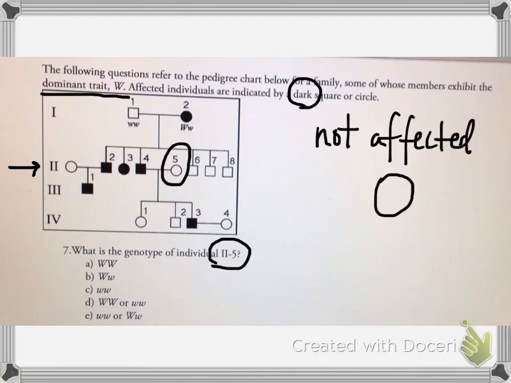Because this is a dominant trait, in order to be not affected, you must be little w, little w. So the answer is C. You can see that you'll be affected even if you are a heterozygote, because the big W is a dominant allele.